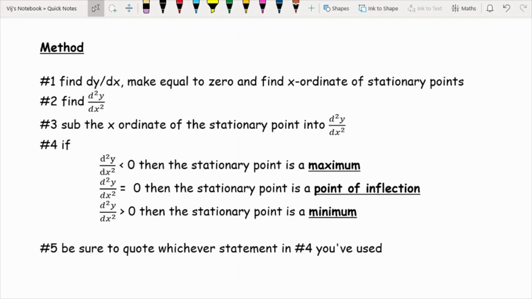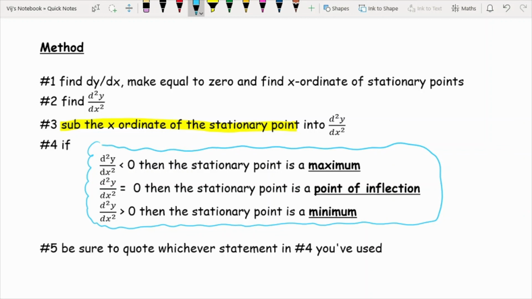The next thing you then want to do is find the second derivative, and then, and I can't stress this enough, a common area that a lot of students go wrong is you want to substitute the x ordinates of the stationary point into the second derivative. Then you want to quote one of these. This is something that you're going to need to remember, and it's certainly worth quoting in your answer whether the second derivative is either less than 0, equal to 0, or greater than 0, and what that means. And as I said, that final step is just make sure you quote one of those lines.